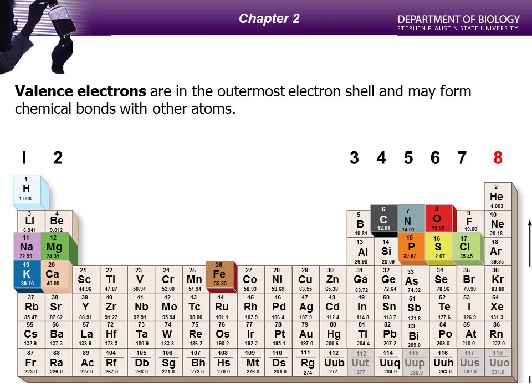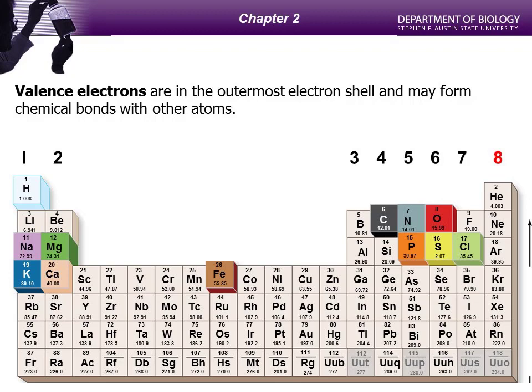And these electron numbers are called the valence electrons. It's a big fancy name. Valence electrons simply means how many electrons are in that outermost shell. And do we have a stable situation or do we not have a stable situation?